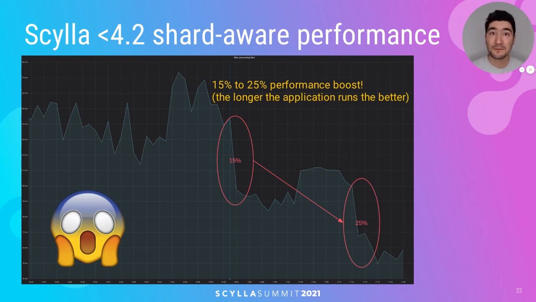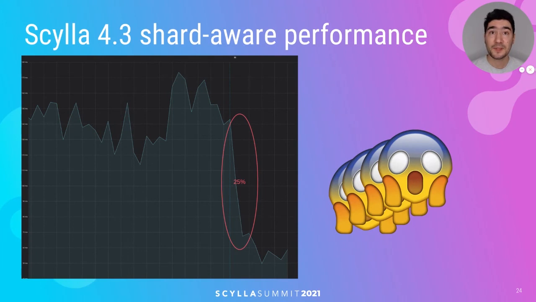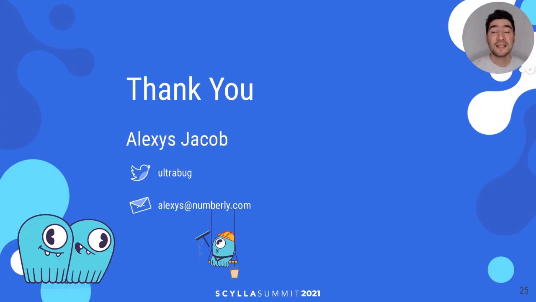What we expect with 4.3 is this. With 4.3, this boost will be instantaneous. You will immediately get the best performance because you will immediately get a connection to every core of every node. So for full disclosure, this is a fake graph made from the previous one, but it's just so you get the idea.